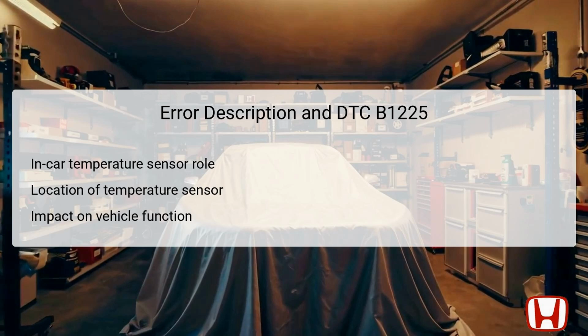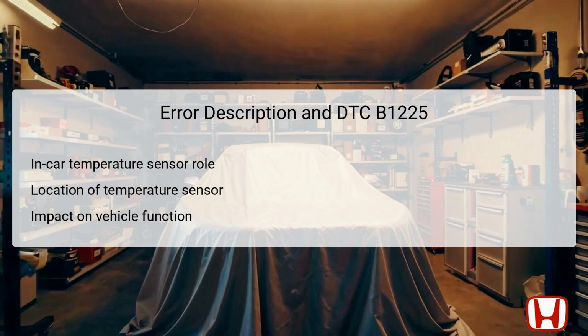The in-car temperature sensor plays a fundamental role in monitoring cabin air temperature, directly affecting how the HVAC system operates. It provides real-time temperature readings to the climate control unit, which subsequently adjusts the heating and air conditioning to maintain the desired temperature set by the occupants. In most Honda Accord models from 2008 to 2012, the in-car temperature sensor is typically located near the front interior section of the vehicle, often mounted in the dashboard or console area.